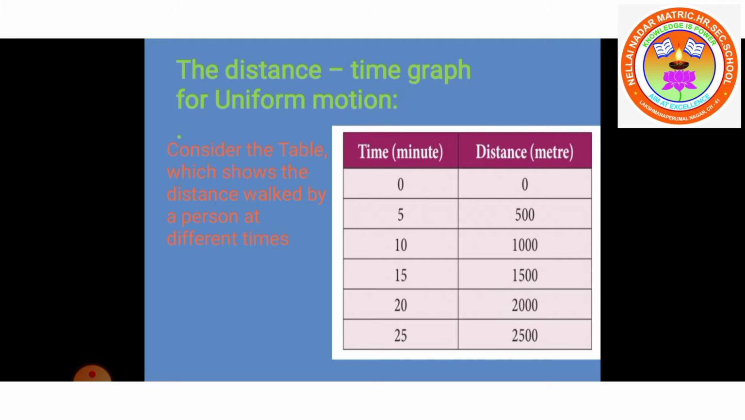First you need to understand what uniform motion is. Uniform motion means the distance traveled by the person is equal in equal intervals of time. For the 5 minutes he walked 500 meters. For the next 5 minutes, from 5 minutes to 10 minutes, he walked the same 500 meters. So the distance traveled by the person is equal in equal intervals of time, that is uniform motion.